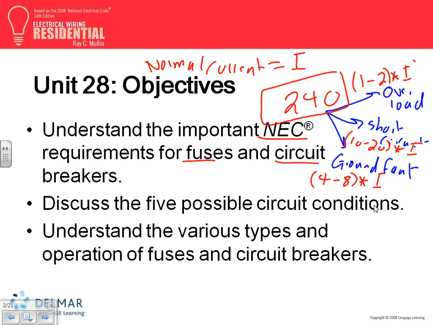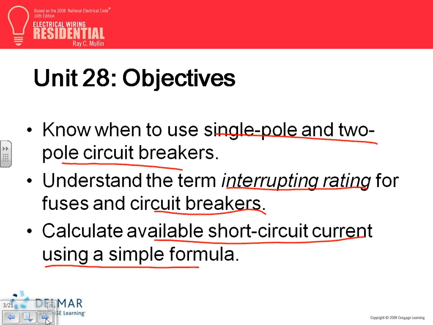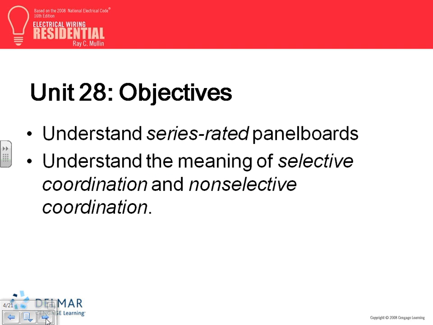Article 240. We're going to talk, guys, about the circuit conditions. Five possible circuit conditions, and operation of circuit breakers and fuses. A fuse is a one-shot deal. You hit it, it works. A circuit breaker, you can reset. Single pole and 2-pole circuit breakers are extremely important. We'll talk a little bit about this one. Interrupting rating of a fuse or circuit breaker, and the available short circuit. I have a little formula. We're going to calculate the available short circuit of the equipment.